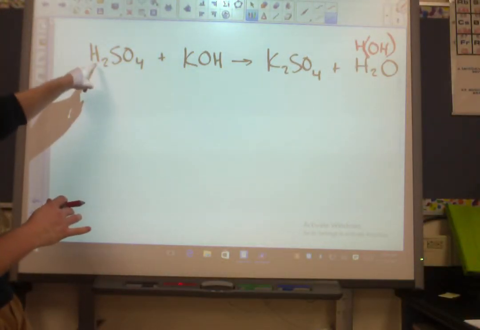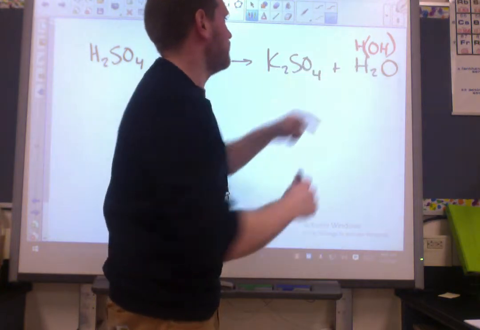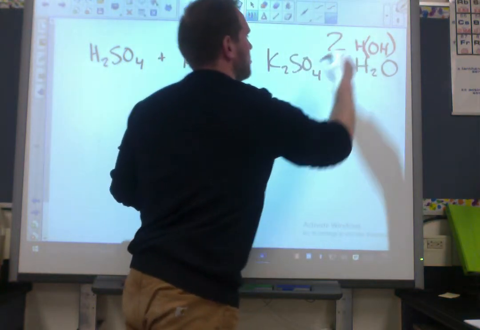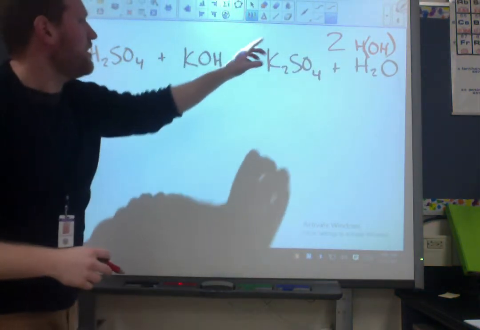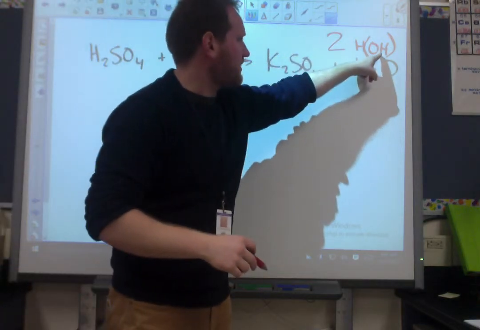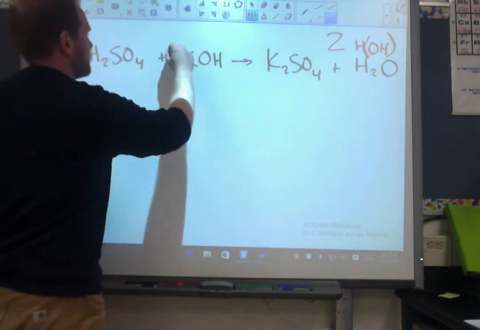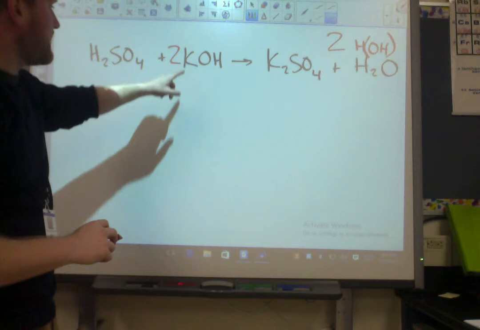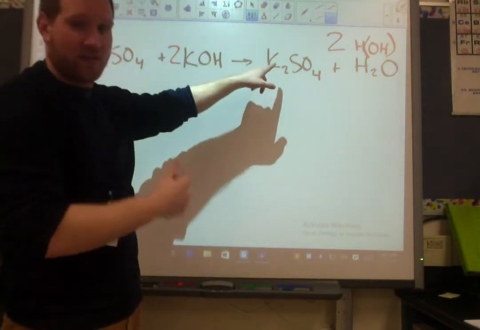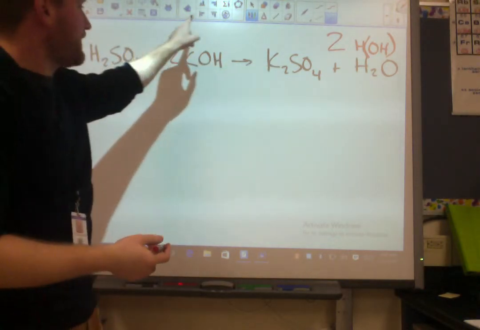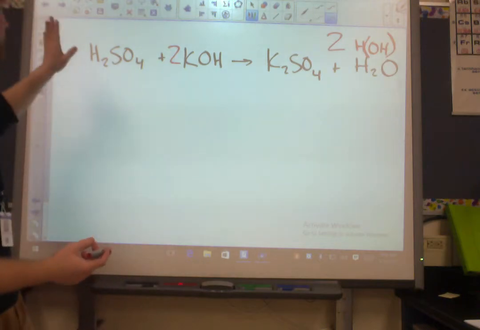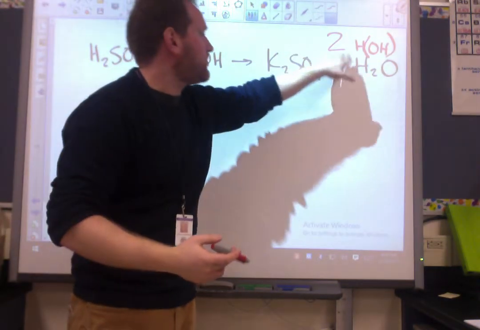Well, 2 front hydrogens here, 1 front hydrogen here, so let me put a 2 in front. Okay, that gives me 2 hydroxides, so I need 2 hydroxides, so let me put a 2 there. That gives me 2 potassiums, we're good. 1 sulfate, we're good. So the numbers are 1, 2, 1, 2.